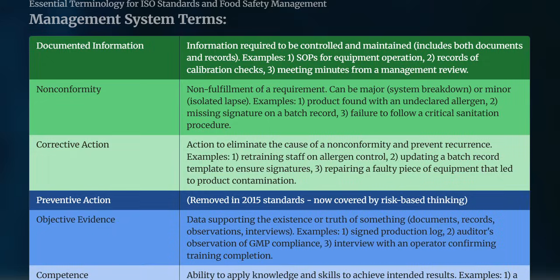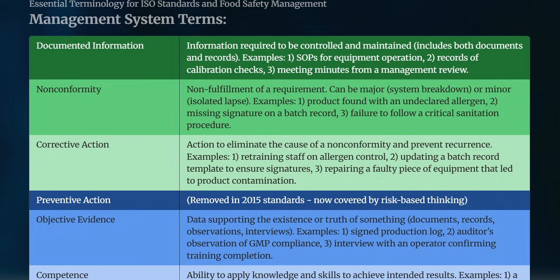You have documented information, which means information that are required to be controlled and maintained, including both documents and records. Example, you have SOP for equipment operations and records of calibration check and meeting minutes from a management review. All these are called, in management terms, documented information.